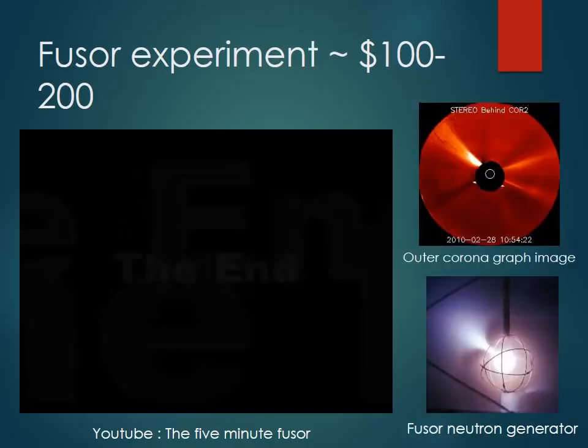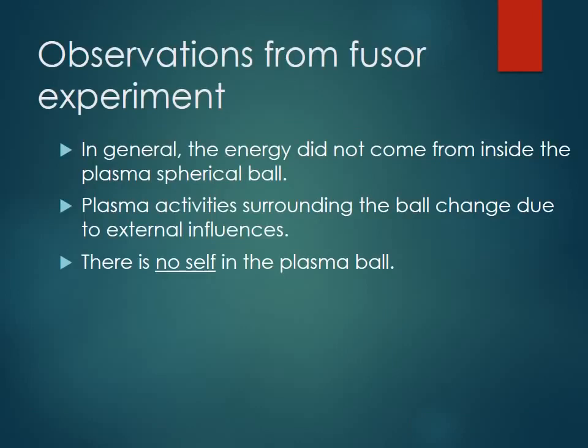So in this case, if we compare that to the real sun, on the top picture on your right, you see some bright filaments pointing out from the sun. It's just like the way it happens in a fusion neutron generator, in a similar fashion. And of course, from this observation, we found that the energy did not come from inside the plasma spherical ball. And those plasma activities around the ball changed due to external influences. And of course, we can clearly say that there's no self in this plasma ball. The plasma ball cannot sustain itself, it relies on energy from the surroundings to create it at the beginning. And of course, there's a process to sustain such a thing.